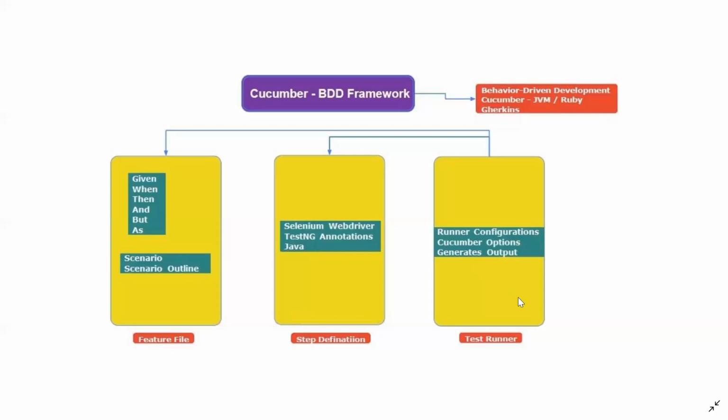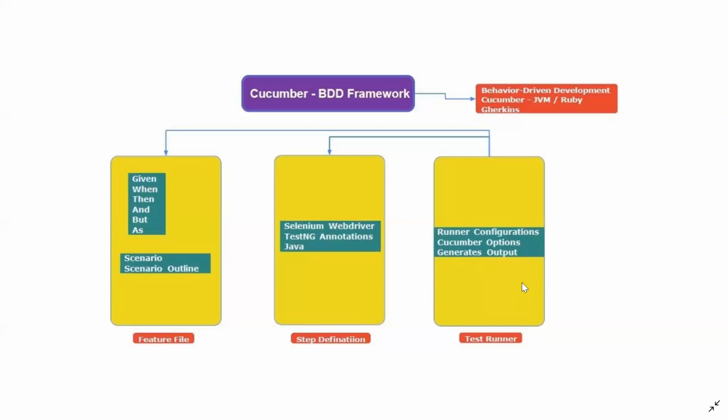Lastly, the test runner file will allow the user to do all the Cucumber-related configuration. It allows us to specify and alter the different Cucumber options, depending upon which our test will behave. So we will see all these Cucumber options in our next sessions. And also, using these Cucumber options, you can run the Cucumber test.